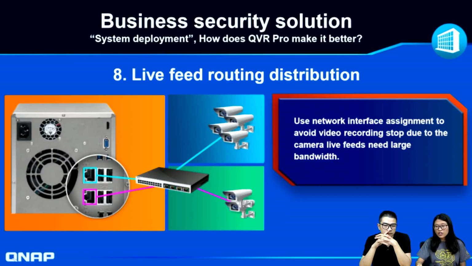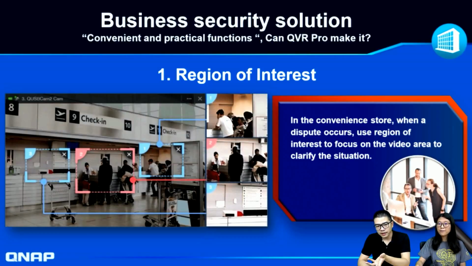Okay. So here, cameras need a lot of bandwidth, and sometimes it may cause dropped frames. So with the QVR Pro, you can use the network interface assignment. It will help you to avoid this situation. Yeah. And also we have several interesting things, like the first one is the region of interest, which we basically call ROI.